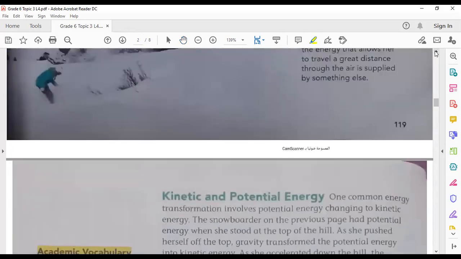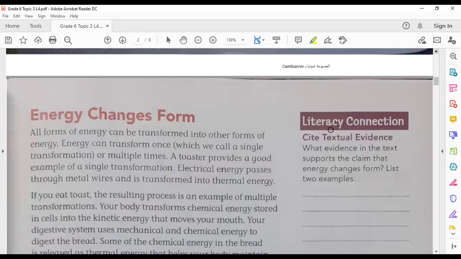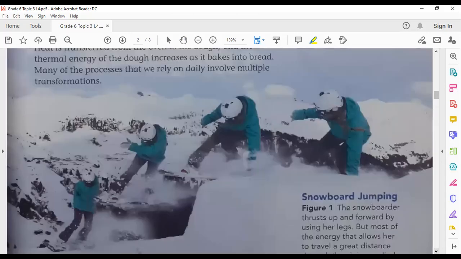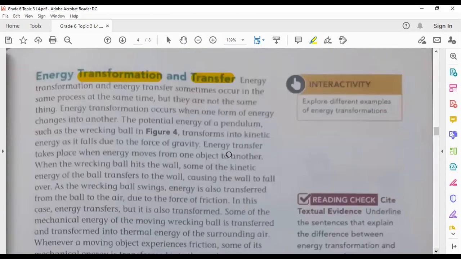to another. Okay, in the previous classes, we were talking about how energy changes from one form to another. Today, we will learn about the difference between transformation and transfer. Ali, what is the difference? I think transfer is to go from kinetic energy to potential, but transformation is to go from one place to another. No, the opposite.